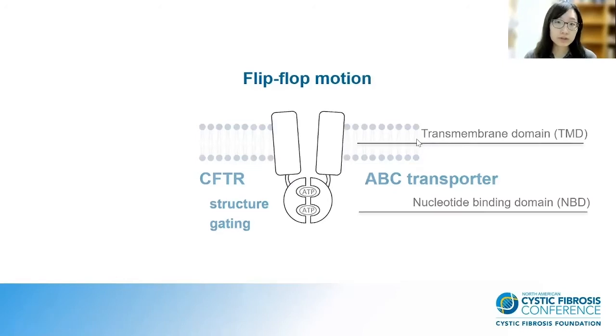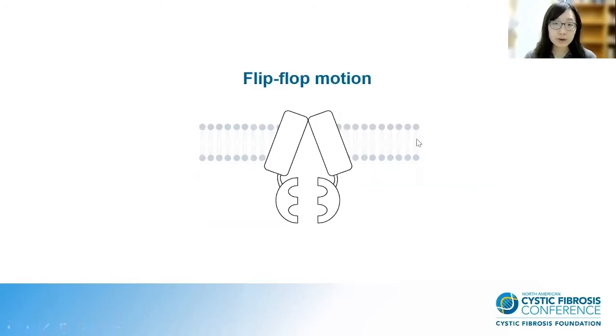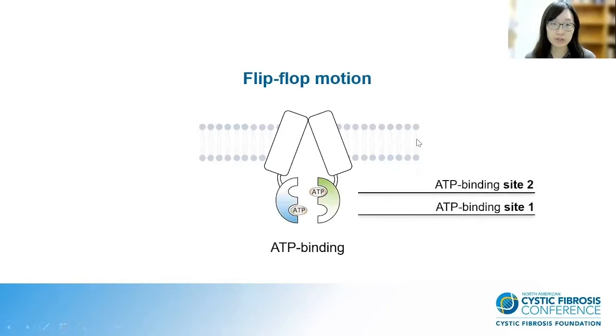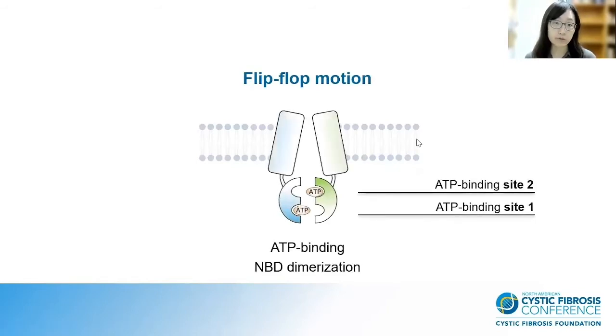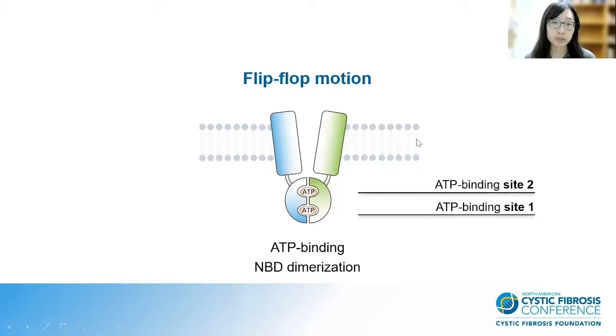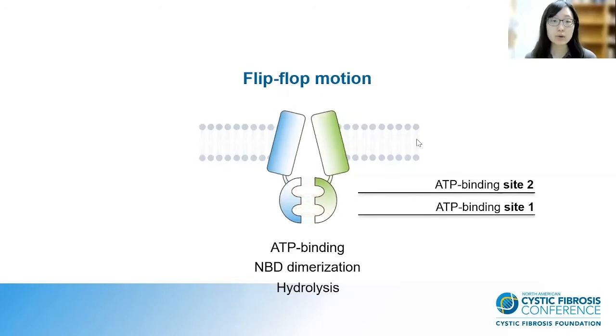In the inward-facing conformation, the nucleotide-binding domains, or the NBDs, are separated. Binding of ATP to the 2 ATP-binding sites triggers dimerization, which powers the conformational changes to flip the protein to this outward-facing position. When ATP is hydrolyzed, the dimer interface breaks apart and the protein resets to the inward-facing position.